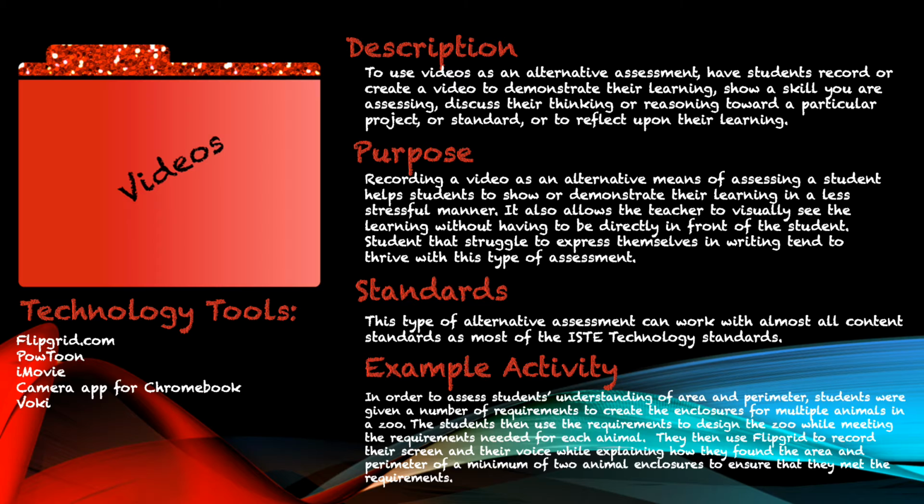An example activity for using video would be, in order to assess student understanding of area and perimeter, students were given a number of requirements to create the enclosures for multiple animals in a zoo. The students then used the requirements to design the zoo while meeting the requirements needed for each animal. They then used Flipgrid to record their screen and their voice while explaining how they found the area and perimeter of a minimum of 2 animal enclosures to ensure that they met the requirement.